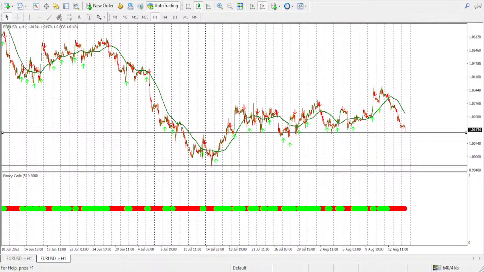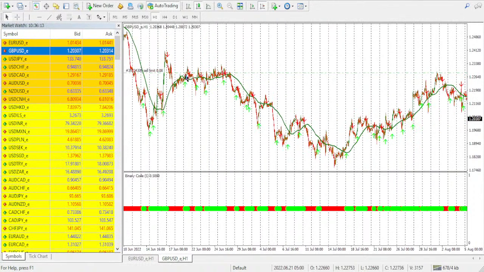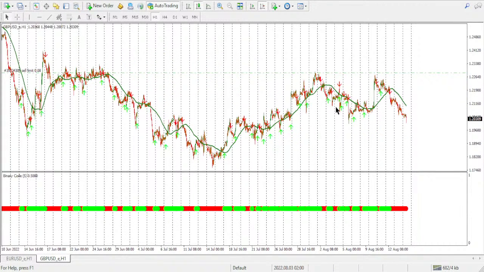The next chart which I'd like us to have a look at is GBP USD. So we are almost seeing the same thing on GBP USD. We are headed short. You can see the indicator showing us a sell, the moving average is showing us a sell, the other indicators are showing us a sell.